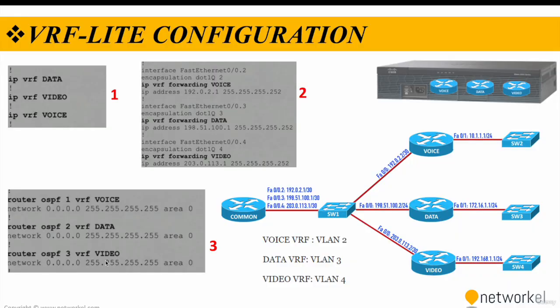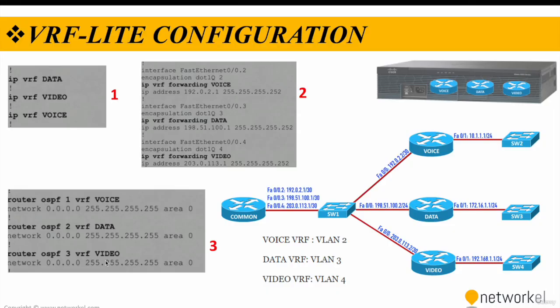In the first step, I'm defining my VRFs. The command is ip vrf and the name. For example, ip vrf data, video, voice, I'm naming them. Then in the second step, I am going into the sub-interface mode. By the way, I'm assigning the VLANs for each VRF. For this example, voice VRF is VLAN 2, data VRF is VLAN 3, video VRF is VLAN 4.